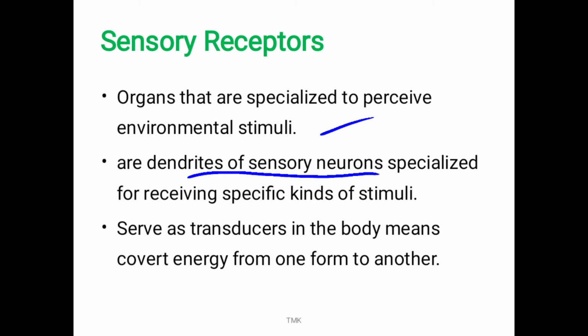Sensory receptors serve as transducers in the body. That means they have the capacity to convert energy from one form to another. For example, light is one of the environmental stimuli. Light is converted to electrical activity and finally to an action potential. This action potential initiates an impulse in an adjacent nerve. The impulse thus generated is conveyed to the central nervous system, which in turn affects the sensory function.